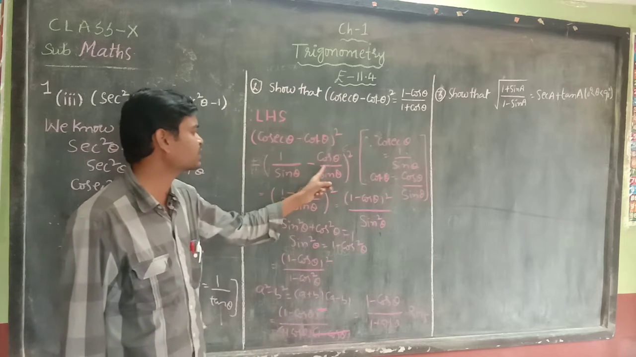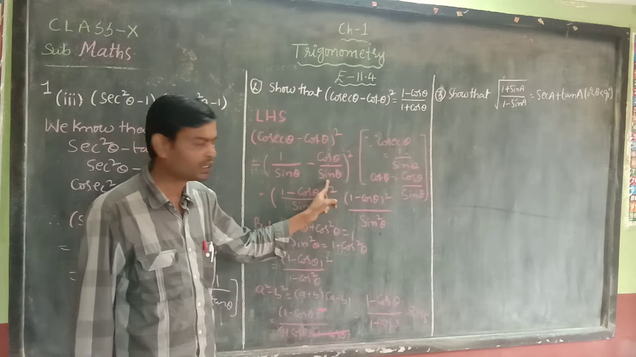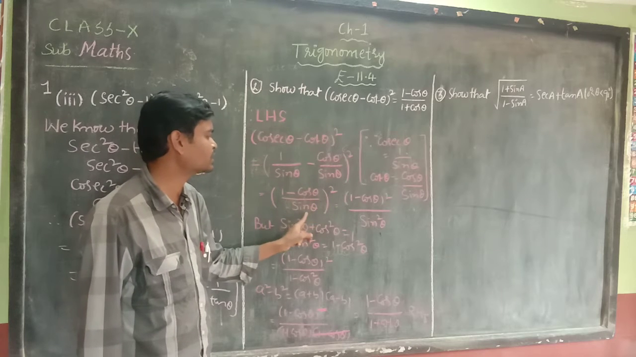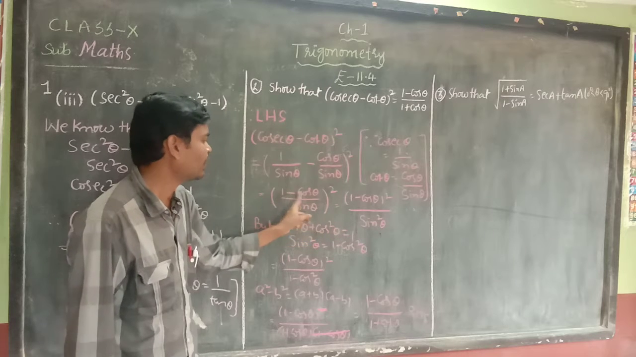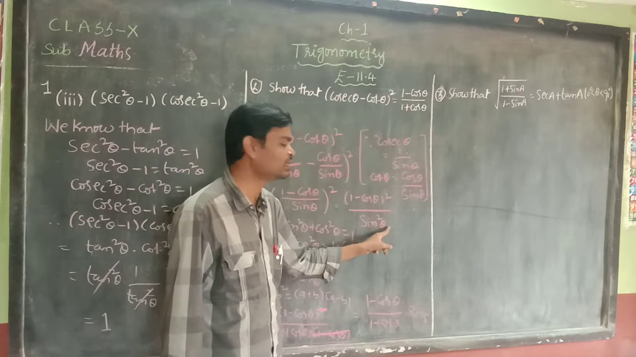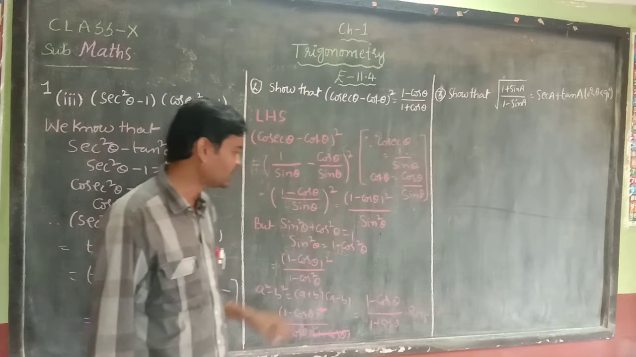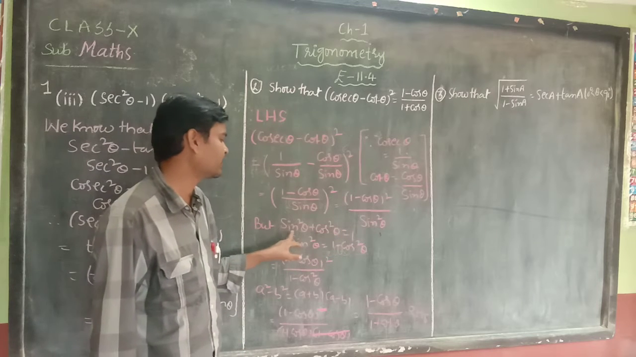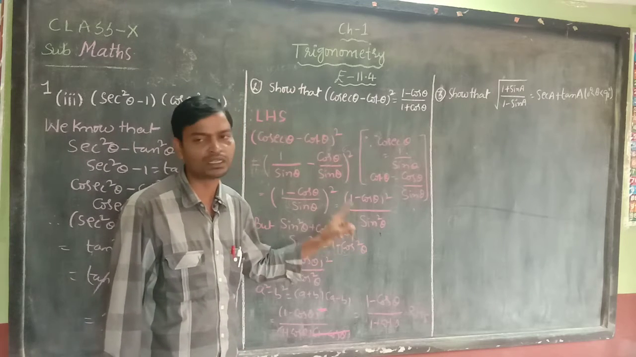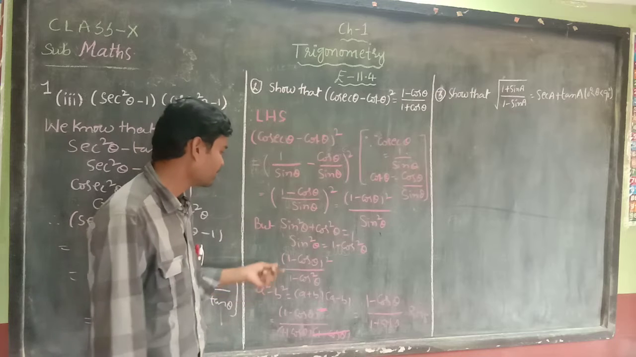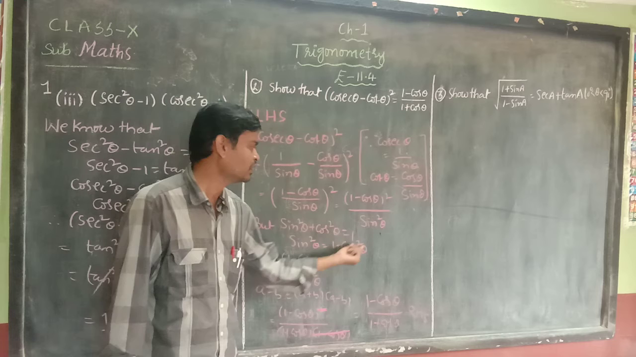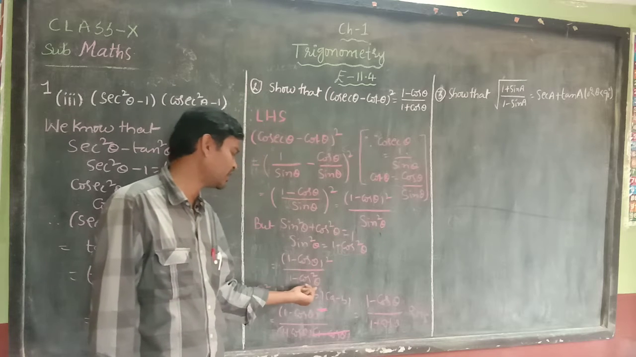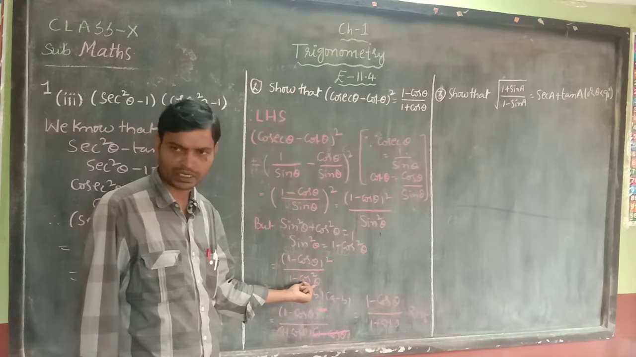In both of these the denominator is sin theta. Therefore, (1 minus cos theta) by sin theta, whole square. This is equal to (1 minus cos theta) whole square by sin square theta. But we know that sin square theta plus cos square theta is equal to 1. That is the first trigonometric identity. With this, sin square theta is equal to what? 1 minus cos square theta. So instead of sin square theta we are writing 1 minus cos square theta here.